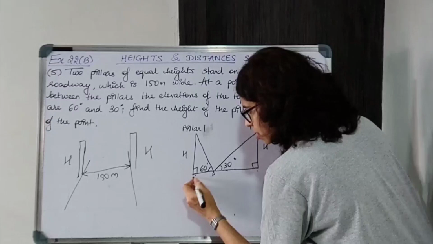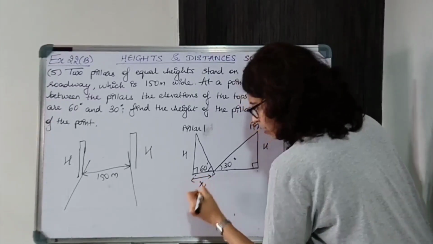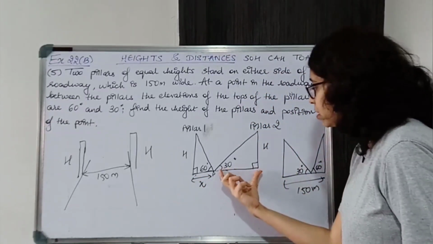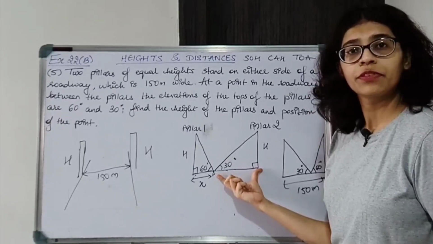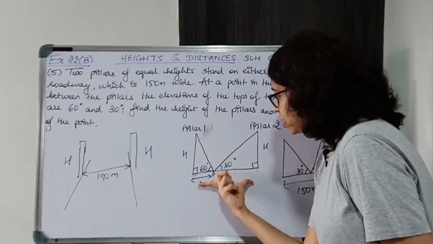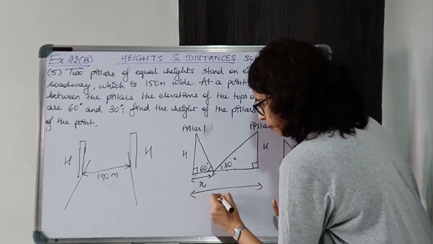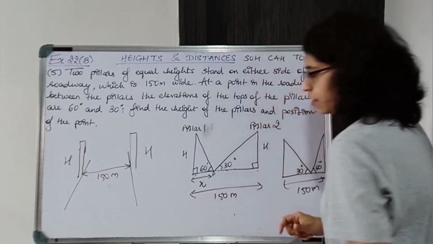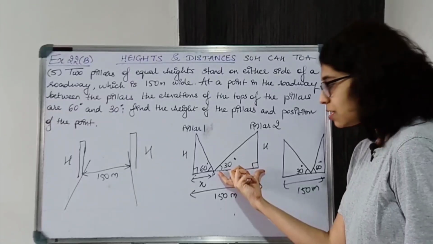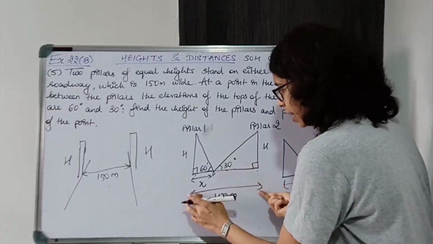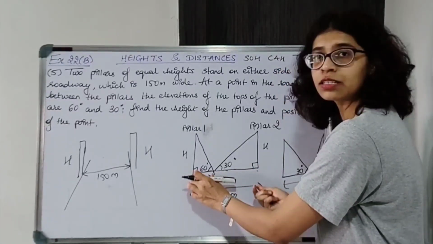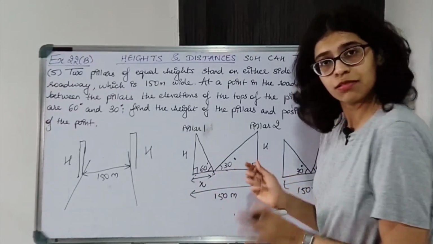That is the distance from this pillar, x. What will be the distance from pillar 2? Now we know the distance between the two pillars, this entire thing, is 150. So what will be this distance? You subtract this distance from the entire distance, and you will get this distance.